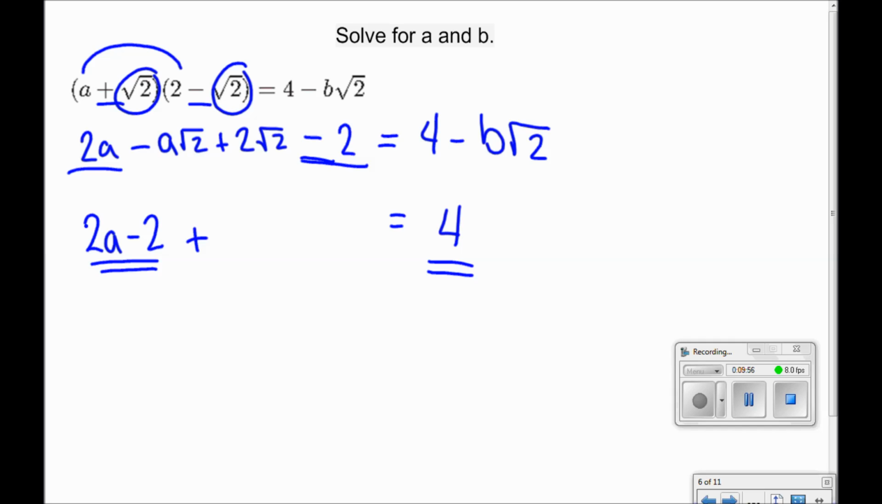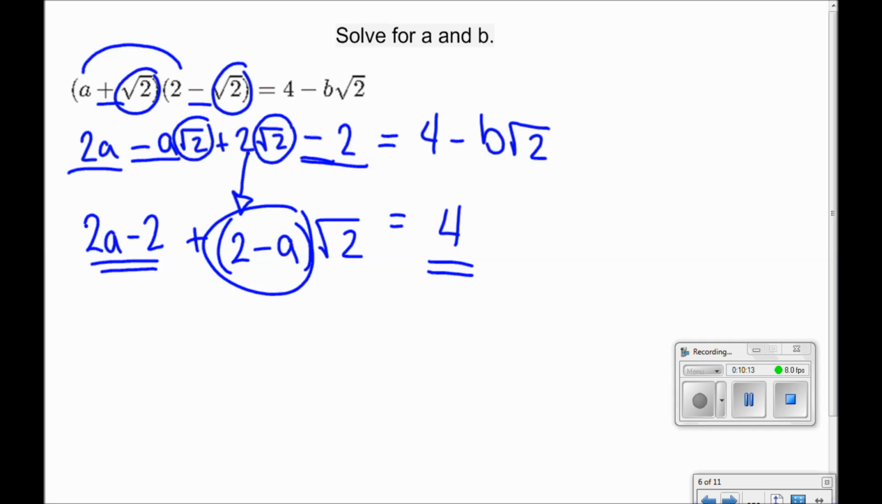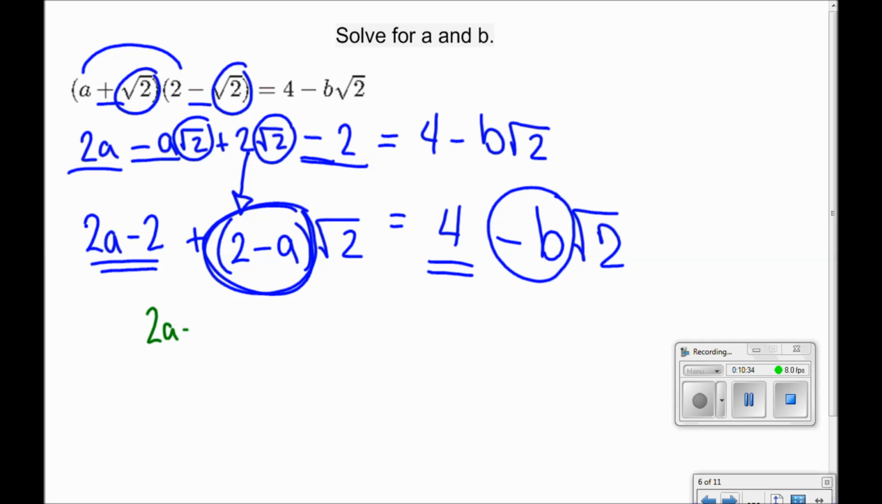Then we're going to have, again, I'll use the positive one first. So plus 2 minus a, and those both have a square root of 2 attached to them. So we're factoring out square root of 2, and we're left with 2 minus a. That's the coefficient of our square root of 2, and that's going to be minus b square roots of 2 over here. So 2 minus a, the coefficient of the square root of 2 on the left side of the equation, is going to be equal to -b, the coefficient of the square root of 2 on the right side of the equation. Then we can set up our two equations. So we've got 2a minus 2 is equal to 4. And we've got 2 minus a is equal to negative b.